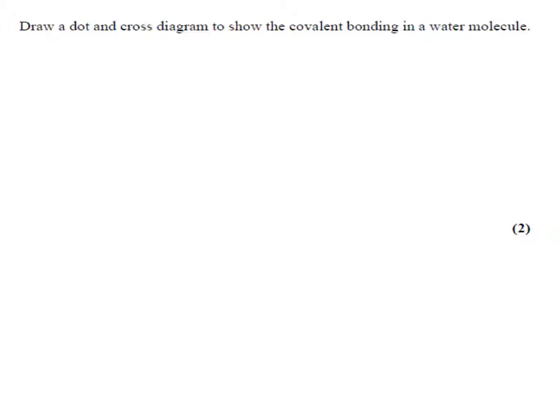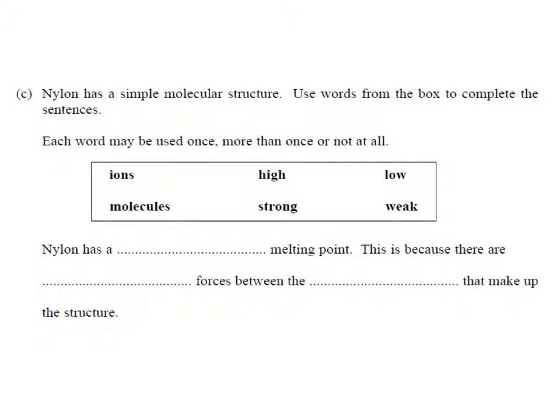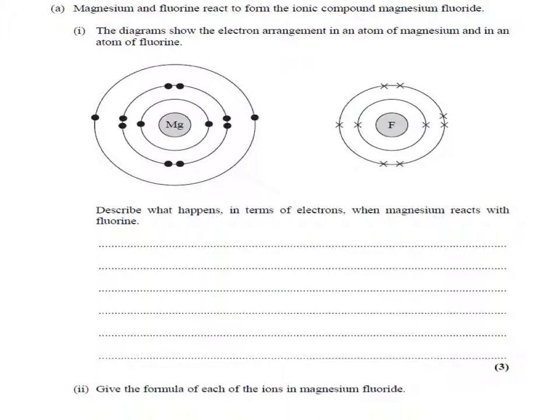So this is the second part of the bonding and structures questions video. I'm just whizzing through to where we got to last time, and again we find we've got a reaction between magnesium and fluorine, and again they've given us the structures, or the electronic arrangements at least, of magnesium and fluorine. So what happens when these two react?